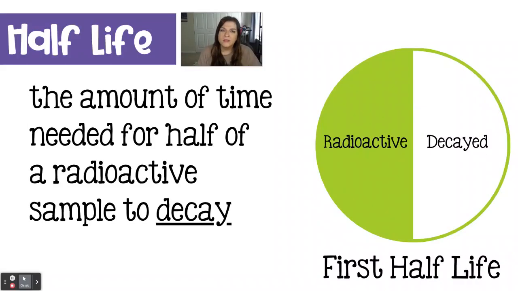So the half-life is the amount of time it takes for half of a sample to decay. I kind of have it here where half of the sample would be radioactive and half of it would be decayed in the first half-life, rather. What happens is that the goal is something that is more stable. Just because something is decayed doesn't mean that it's not radioactive. It's just a new type of radioactive.